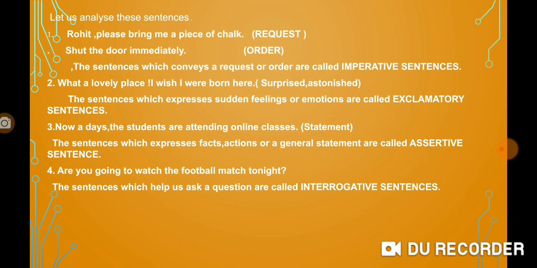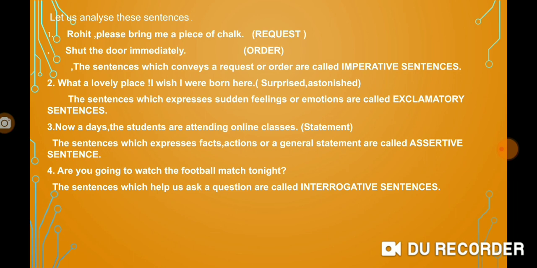Next comes, what a lovely place. I wish I were born here. Here, the feeling of getting surprised, the feeling of excitement, is being shown by the speaker. So, such sentences where the emotions and the sudden feelings are being expressed are called exclamatory sentences. It can be defined as the sentences which express sudden feelings or emotions are called exclamatory sentences.